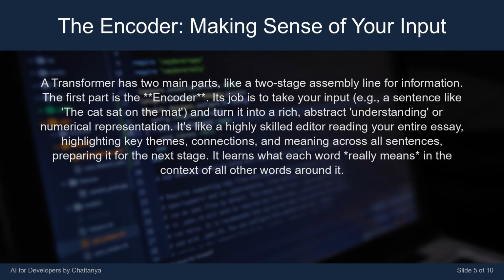A transformer has two main parts, like a two-stage assembly line for information. The first part is the encoder. Its job is to take your input, e.g., a sentence like "the cat sat on the mat," and turn it into a rich, abstract understanding or numerical representation. It's like a highly skilled editor reading your entire essay, highlighting key themes, connections, and meaning across all sentences, preparing it for the next stage. It learns what each word really means in the context of all other words around it.